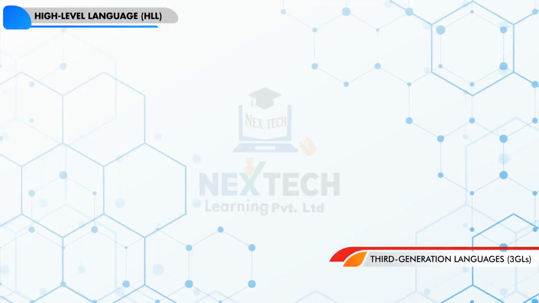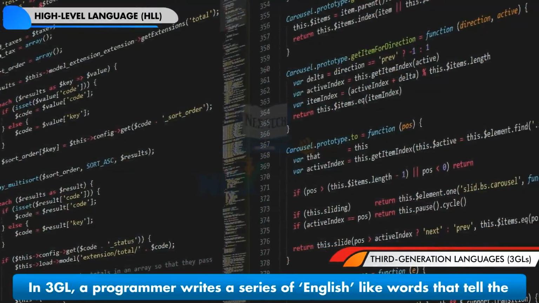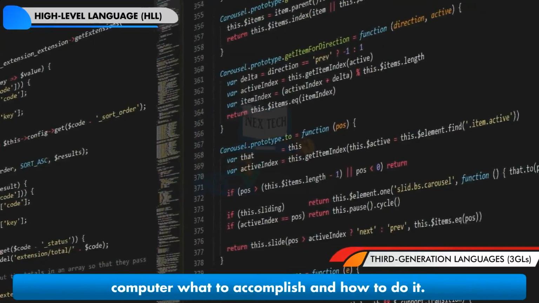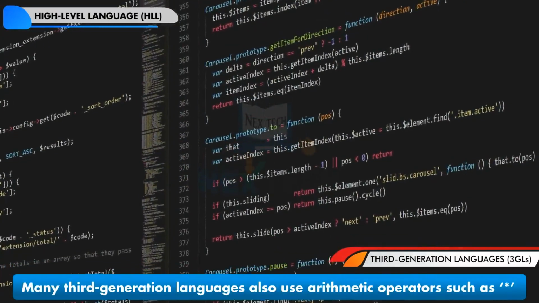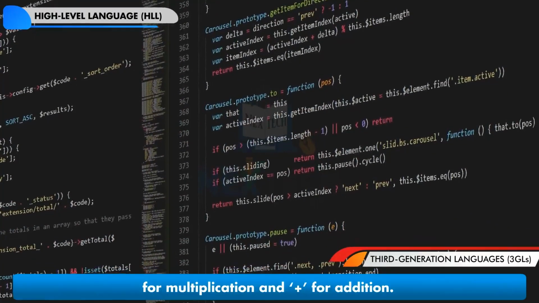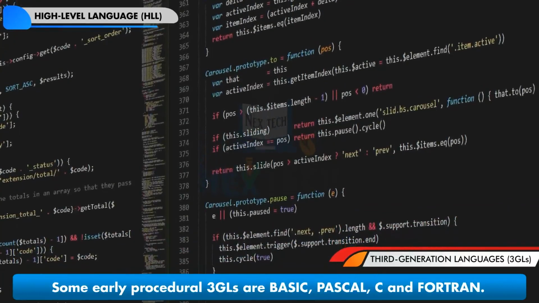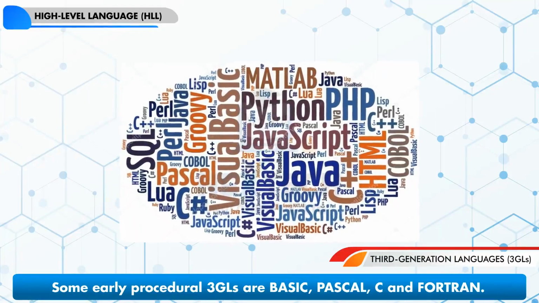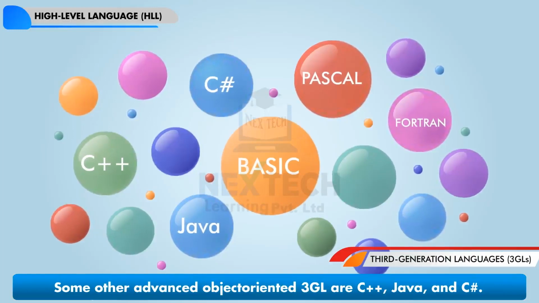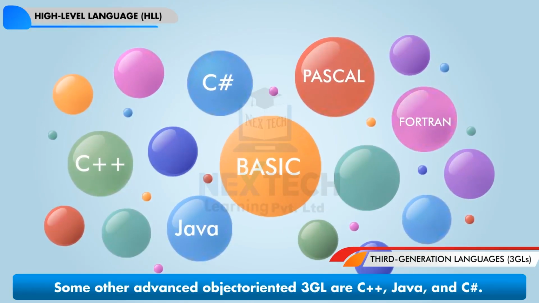Third-generation languages, 3GLs. In 3GL, a programmer writes a series of English-like words that tell the computer what to accomplish and how to do it. Many third-generation languages also use arithmetic operators such as asterisk for multiplication and plus for addition. Some early procedural 3GLs are BASIC, Pascal, C, and Fortran. Some other advanced object-oriented 3GLs are C++, Java, and C#.